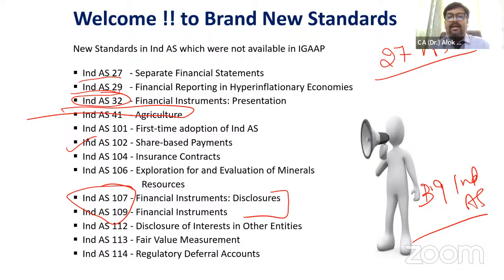In IGAAP, we have a guidance note. For insurance contracts, a specific standard is there, but in IGAAP we don't have any accounting standard, only a guidance note. Ind AS 106 talks about exploration for and evaluation of mineral resources. We have a guidance note on oil and gas producing activity, which was prepared for Reliance and ONGC, right? But in Ind AS, we have Ind AS 106.